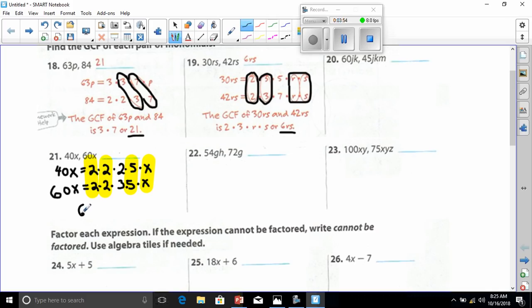So the greatest common factor of 40x and 60x equals 20x.